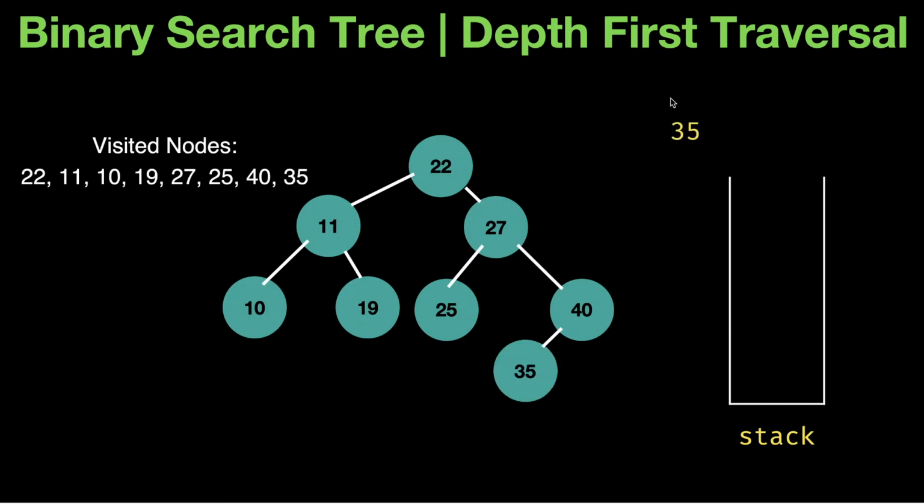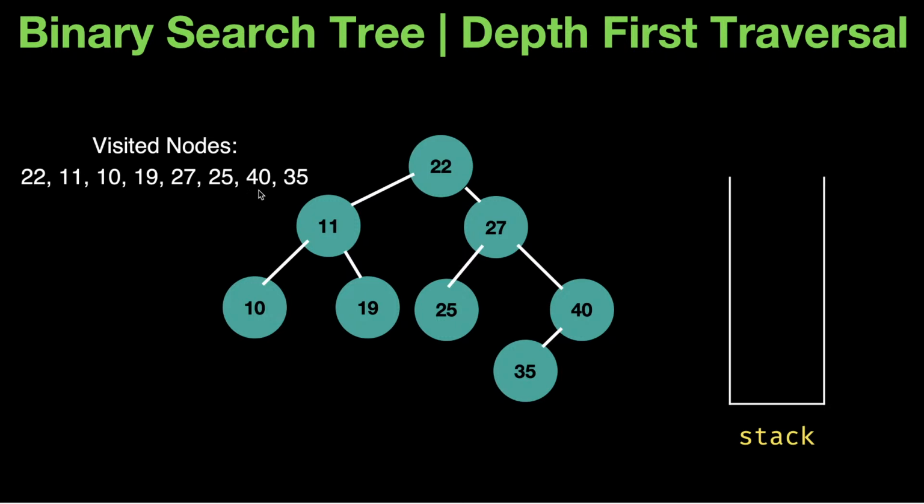And now pop 35, visit it, and finally we will have our stack as empty because 35 doesn't have any child, and we will not have to push anything into the stack. And the next time we want to pop something out, we can clearly say that there is nothing in the stack, so our stack is empty, and we have completed the depth first traversal.